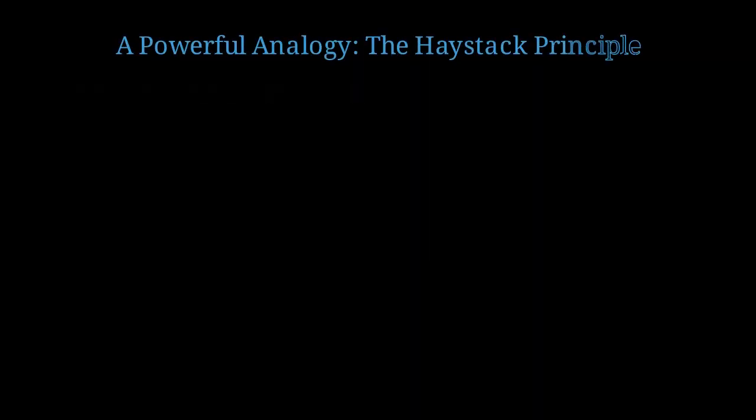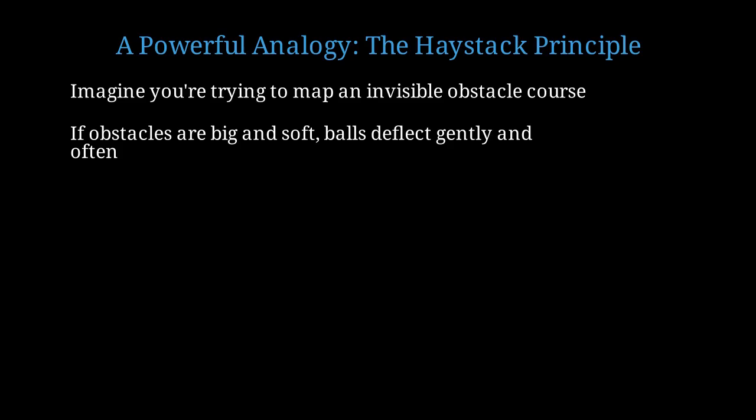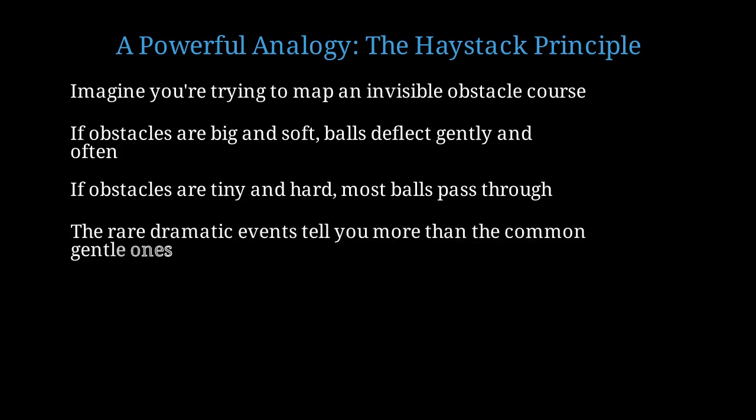Let me give you an analogy that captures the essence of this discovery. Imagine you're trying to map an invisible obstacle course by throwing balls through it in the dark. If the obstacles are big and soft, like hay bales, almost every ball will be deflected gently. This is like the plum pudding model. But if the obstacles are tiny steel spheres, most balls will pass through untouched. But the rare ones that hit will bounce back dramatically. This is like the nuclear model. The key insight is that the rare, dramatic events, the outliers, tell you more about the true structure than all the common, gentle deflections combined.